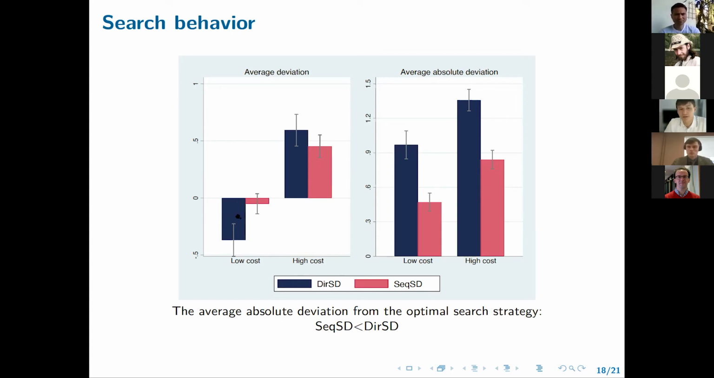However, here it masks the deviation because over-search of one subject can compensate for under-search of another subject. So if you look at the average absolute deviations, we have a very clear picture that people make fewer strategic mistakes in both high and low cost environments under the sequential mechanism than under the direct mechanism. This is not surprising because in the direct mechanism, they have to form beliefs about the budget sets, while in the sequential mechanism they do not. So in a sense, there is this behavioral benefit that it's just simpler to understand how to search optimally.